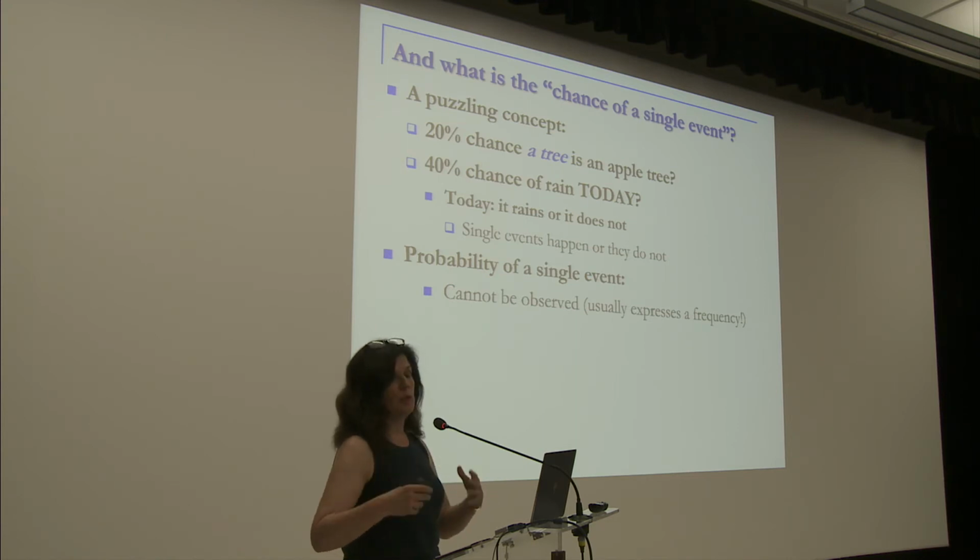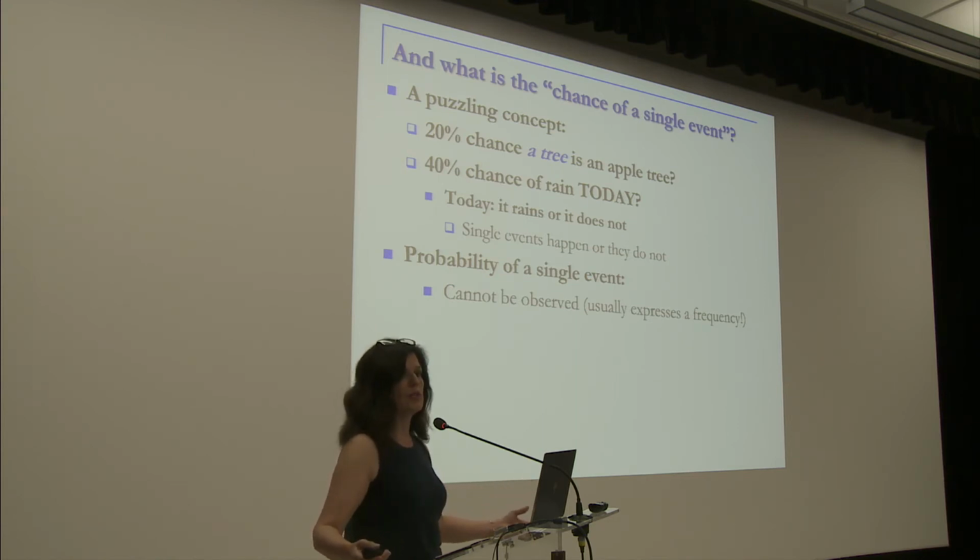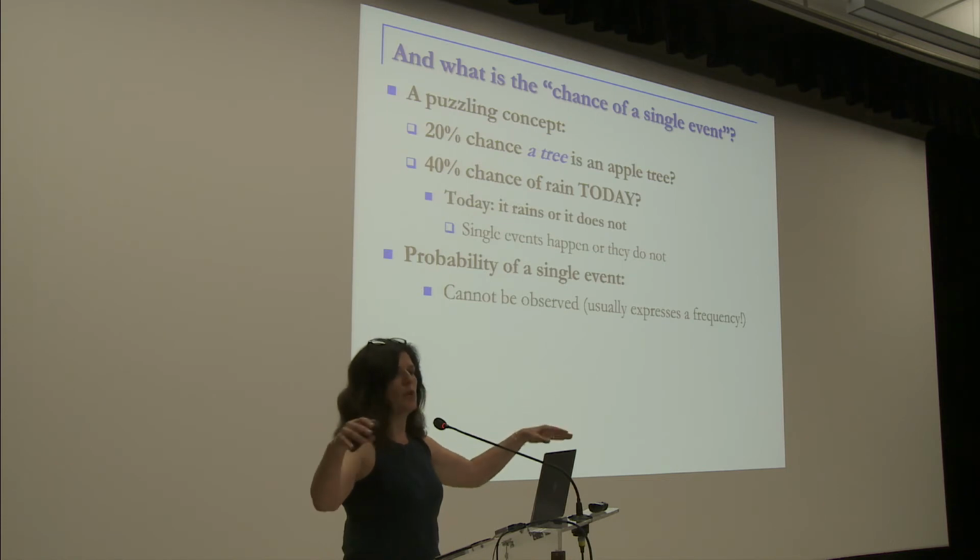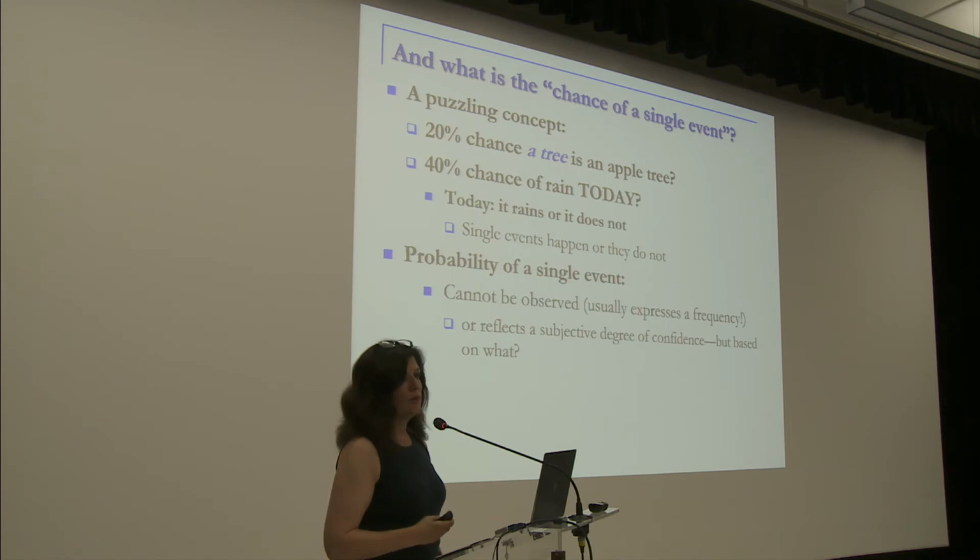Usually people think of it as expressing a frequency, like on days with barometric pressure measurements like this, there's a 40% chance of rain. Or it can reflect a subjective degree of confidence, but you can ask based on what? On the frequencies, on something else?